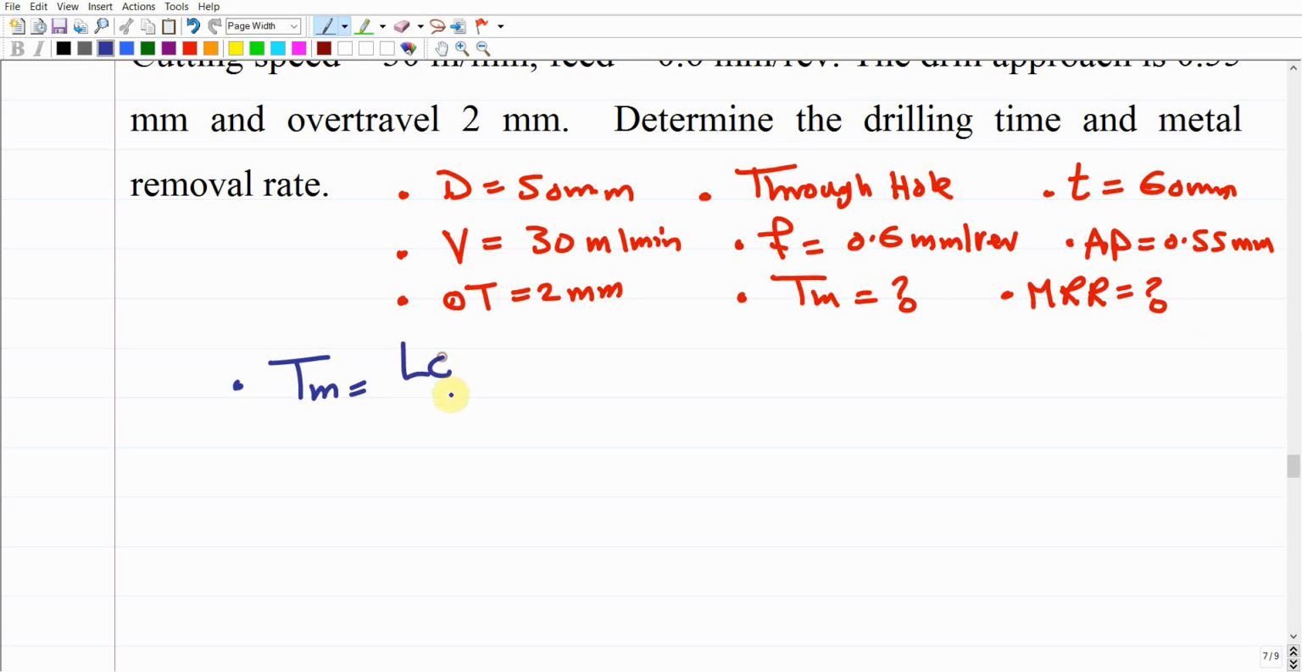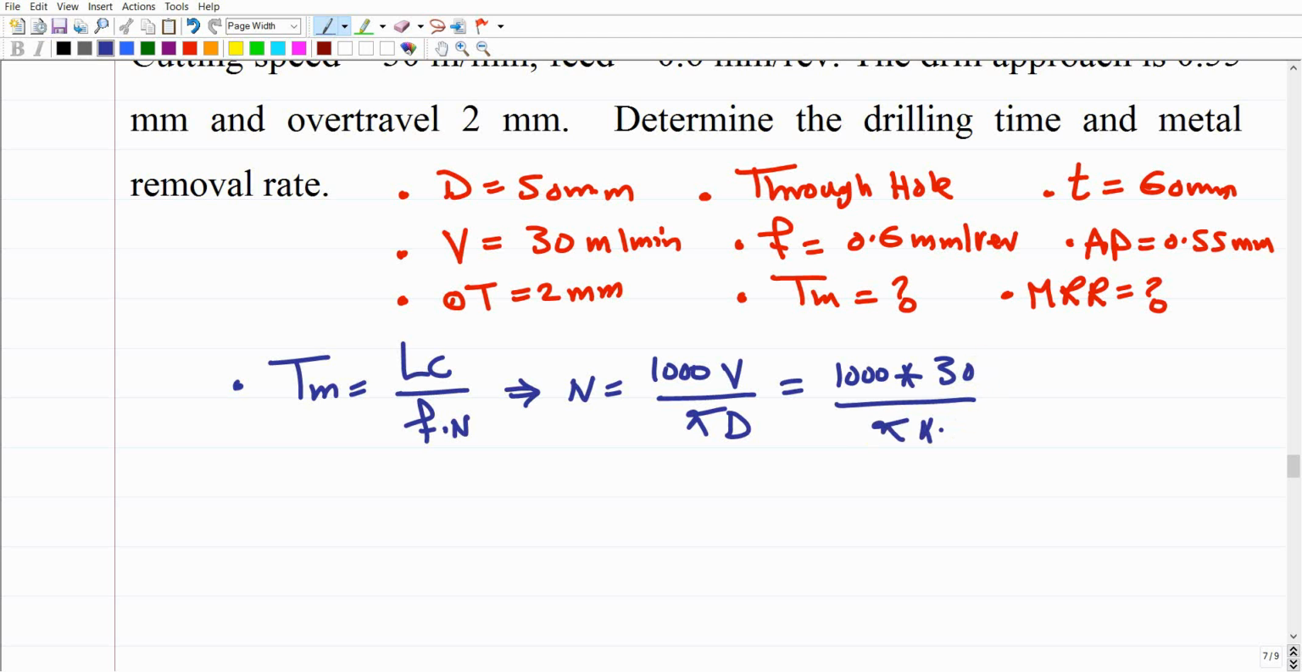To do the calculations, let us calculate first the machining time. Write the equation: it is LC divided by F times N, or the FR. So we have to calculate N. N should be 1000 times V divided by pi D, and it is 1000 times V, which was given as 30, divided by the diameter of the twist drill, given as 50. Doing the calculations, 1000 times 30 divided by 50 divided by pi, you're going to end up with 190.98 RPM. This is N.